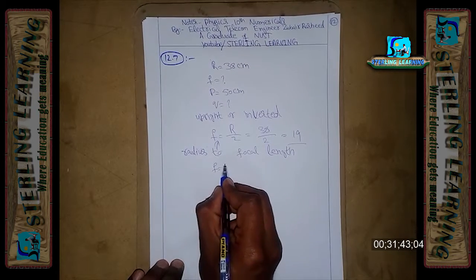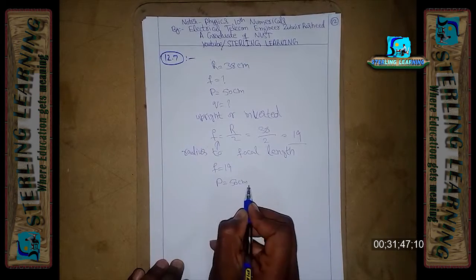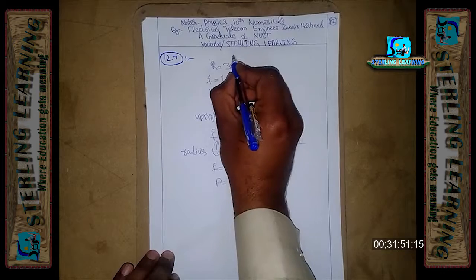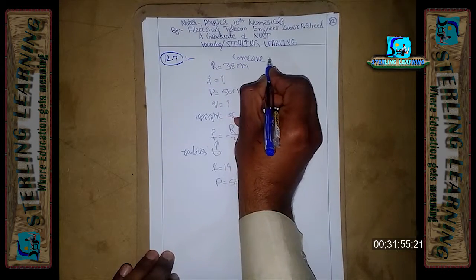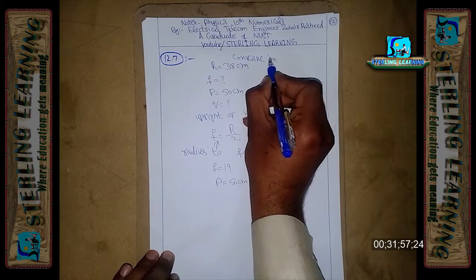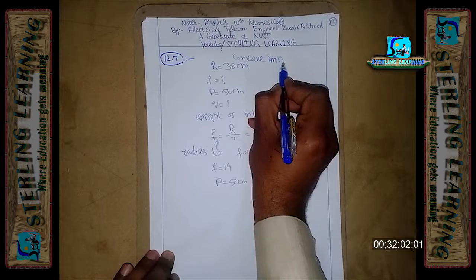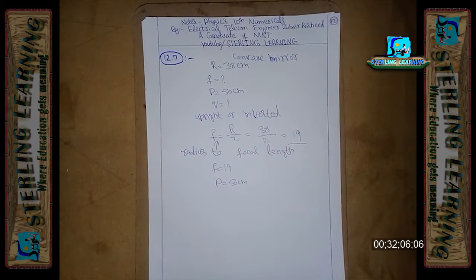F is equal to 19, P is equal to 50, and the image type is concave. Concave mirror, sorry. For a concave mirror, we have F as positive. So F is 19, P is 50.